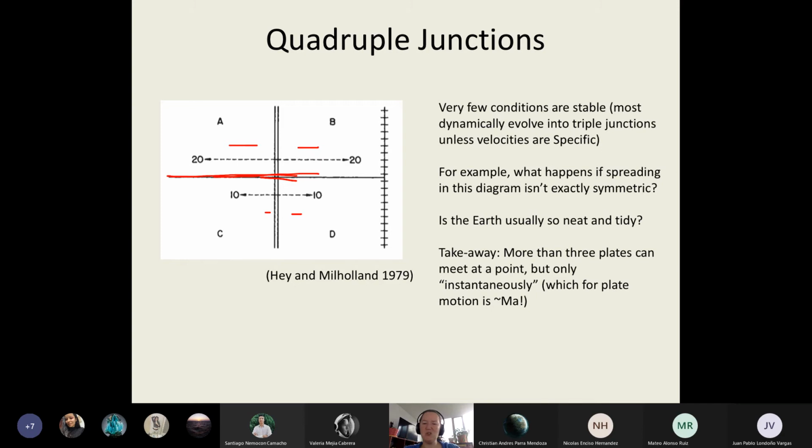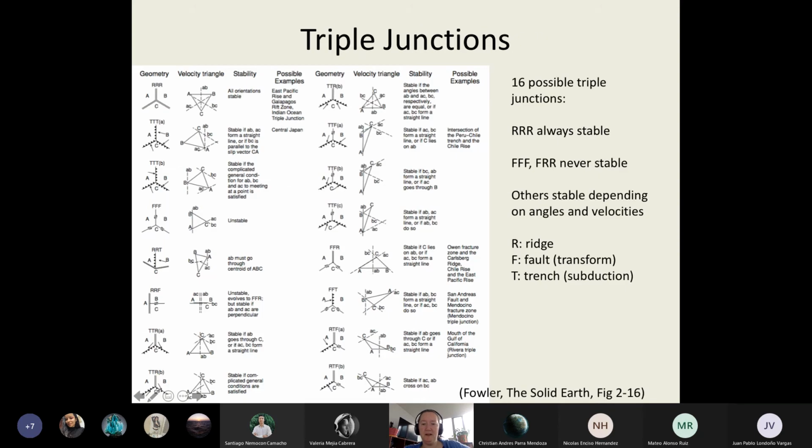Okay, so it's very short-lived, and you can try to convince yourself by ripping up pieces of paper and trying to move them around and seeing if you can keep a quadruple junction around for a while, but it's hard to do. Okay, anyway. So quadruple junctions are not stable. What about triple junctions?